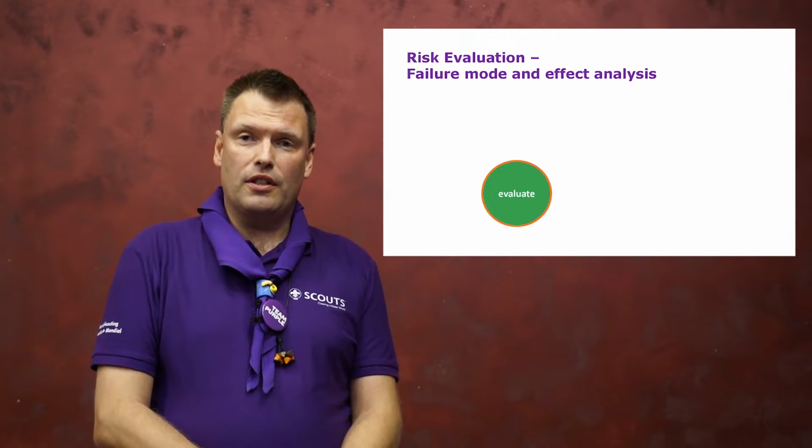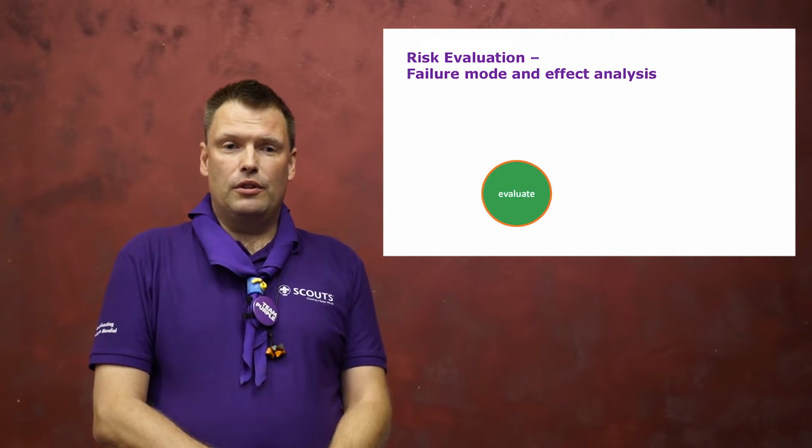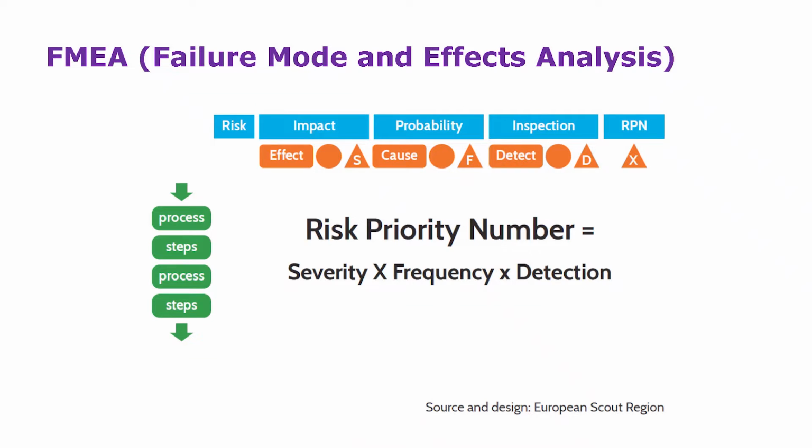Then we have the evaluation as a second step. For this we use the FMEA risk evaluation tool. We first have a process where we put all the steps we have, and then we identify the risks. For each of these risks, we can define the possible impacts, the severity, the probability that it happens, and then the inspection. For the impact, there's a severity; for the probability, it's the frequency; and for the detection, the inspection, we have the possibility to detect too late or really early. If we combine these three numbers and multiply them, we get a risk priority number. The highest risk priority numbers are the ones we will tackle first.